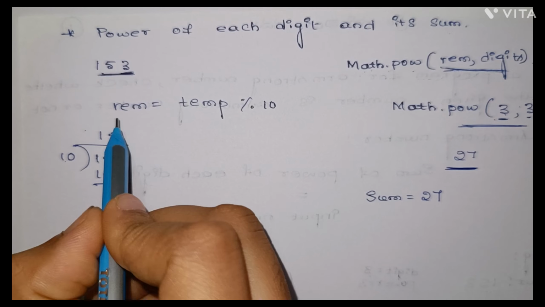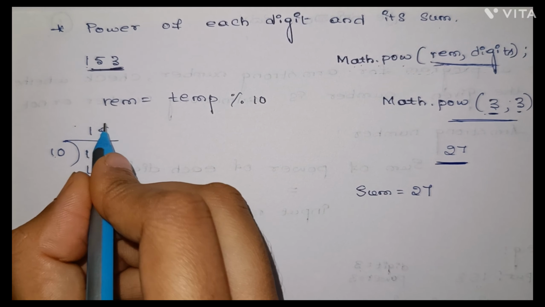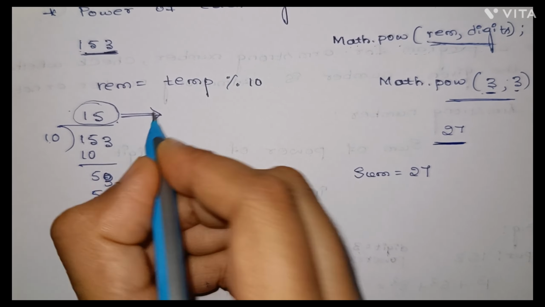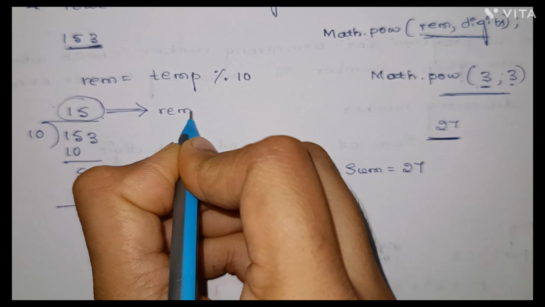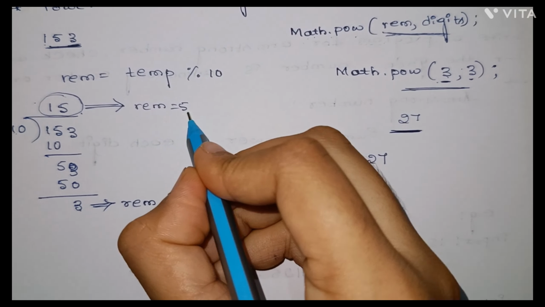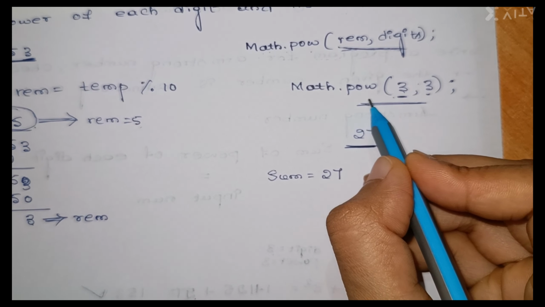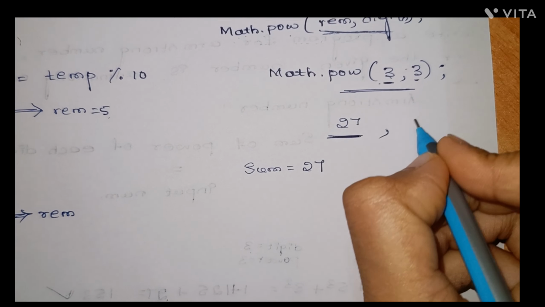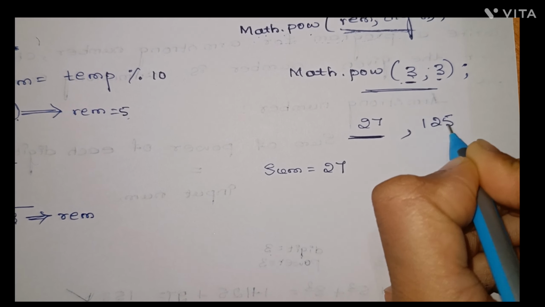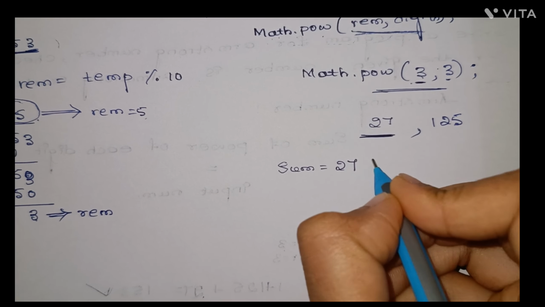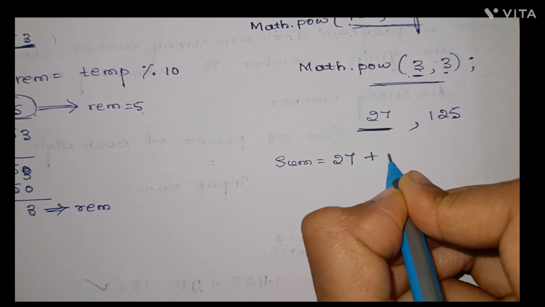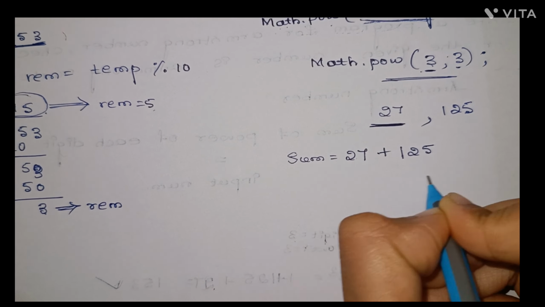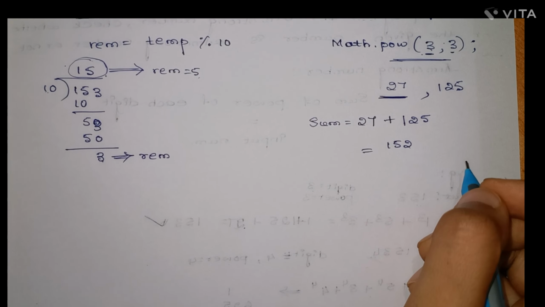Next we have to consider 15, the quotient, and we have to calculate the remainder for it. The remainder becomes 5 now. Let's again consider the power, 5 power 3, that is 125. It is added to 27. It gives the answer as 152.